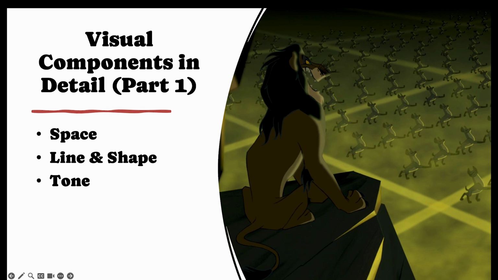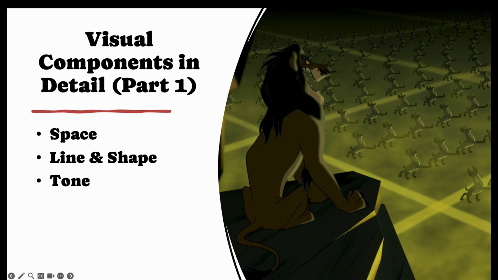So the visual components in detail. So space, it includes the physical and the on-screen space. Line is created by tonal contrast and defines shape. Tone refers to the brightness or value, and it is crucial in both color and black and white visuals, which we will look at both.